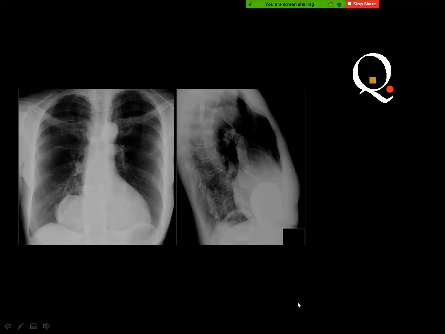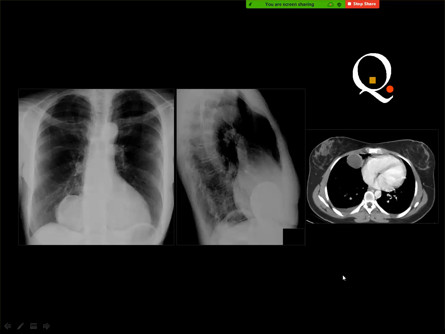Then what do you think of this? Focal density at the right cardiophrenic angle in the lateral view, confirming the anterior position, mostly pericardial cyst. Very good, and this is a pericardial cyst.